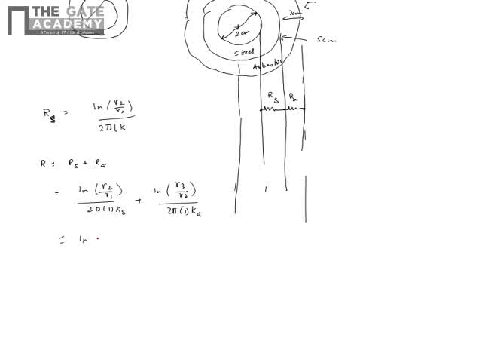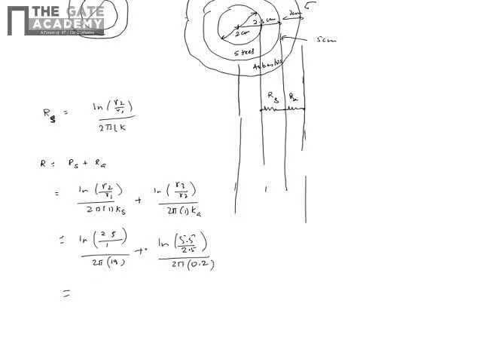So let's first find this out. R2 for the steel outer is 2.5, R1 is 1, 2 pi, K_steel is 19. For the asbestos, which is 3 centimeter thick, 2.5 plus 3 is 5.5, the outer radius, and the inner surface of the asbestos is at 2.5 because it's just mounted on top of the steel. K is 0.2. So this is a straightforward problem. Let's calculate this first.